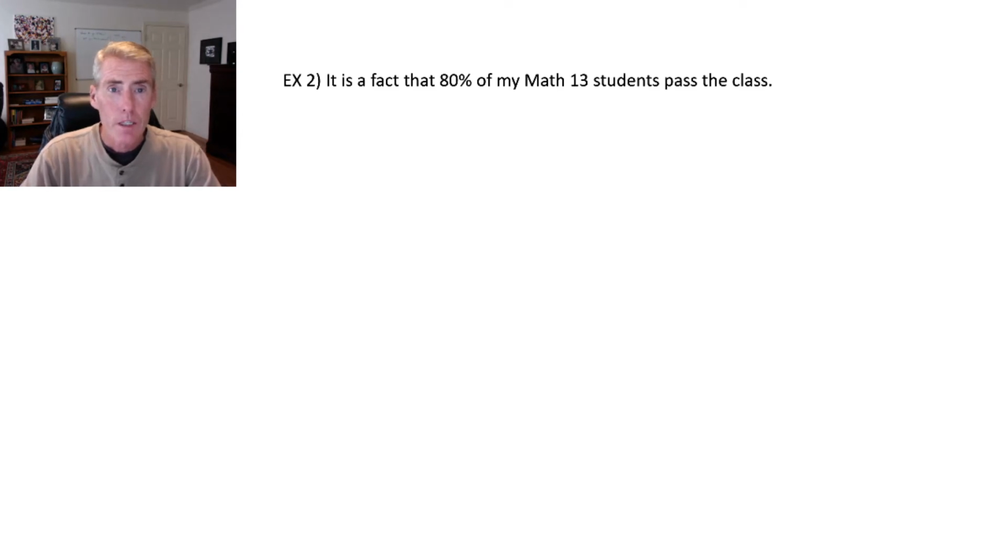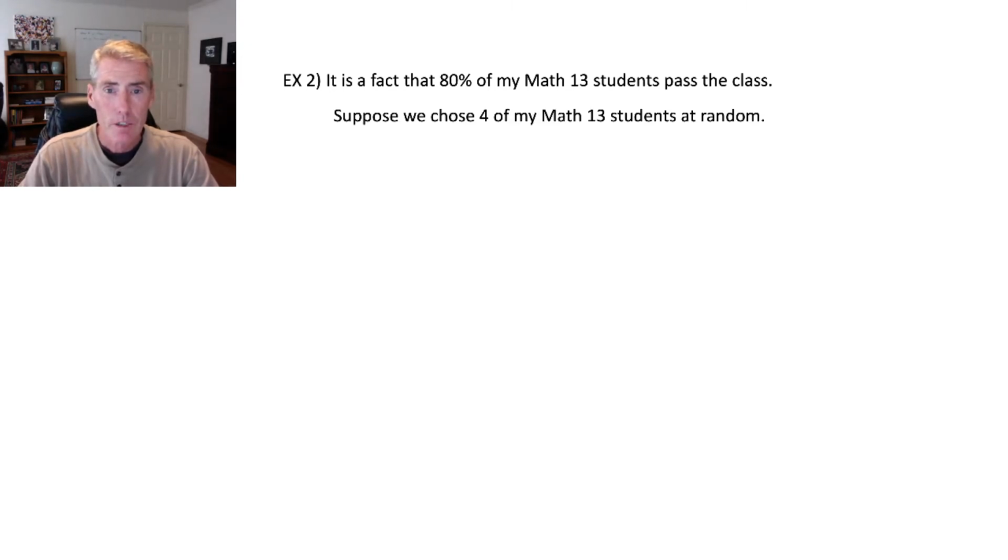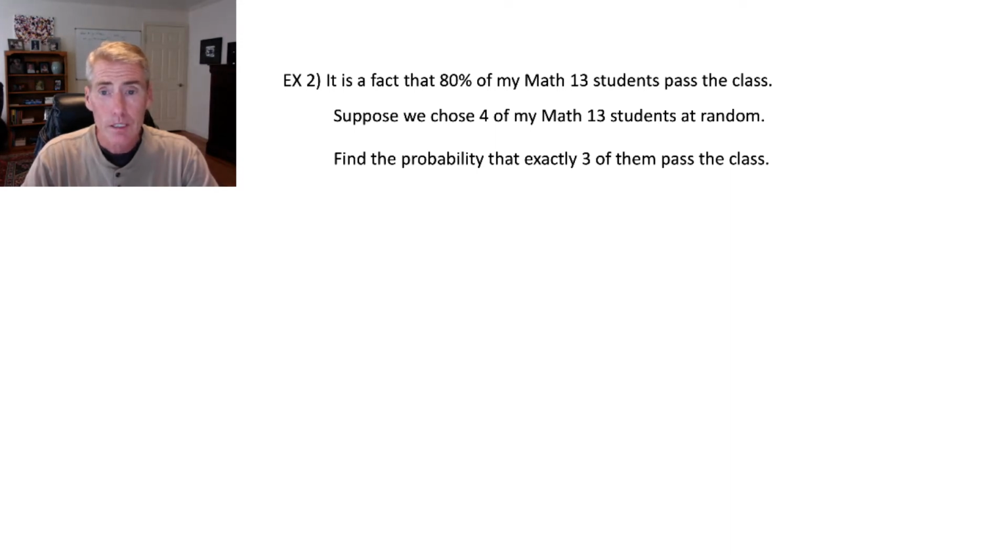Okay, so it's a fact that 80% of my Math 13 students go on to pass the class. Suppose we choose 4 of them. So the p, the chance of success, is 80% or 0.80. This is n, a sample size of 4 people. Find the probability exactly 3 of them will pass, because 3 out of 4 would be 75%, so it would be a little more than that, but we can't have 3.2 people, so go with 3 of them.